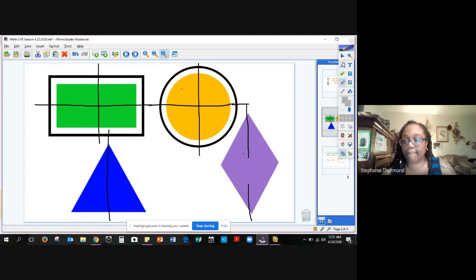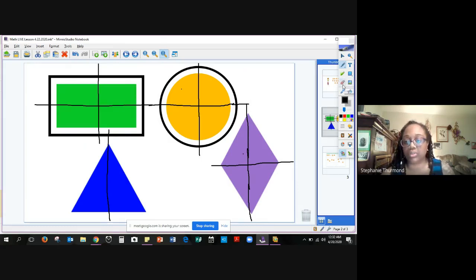Try it again. Okay, that's a bit better. So it almost looks like a kite. So I have 1, 2, 3, 4. Again, I have partitioned my rhombus into 4 equal parts, or fourths, or quarters.